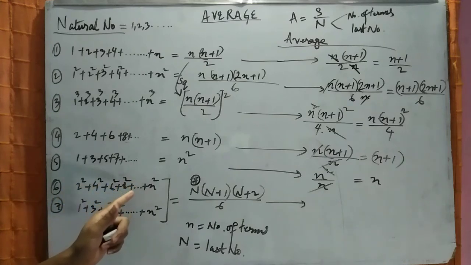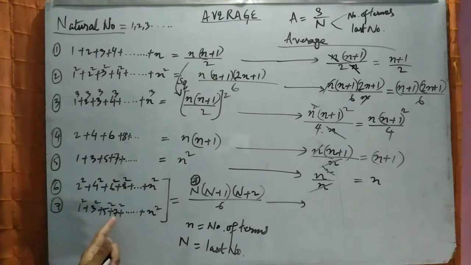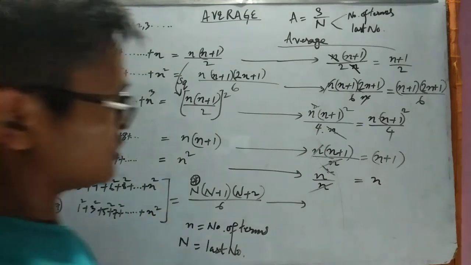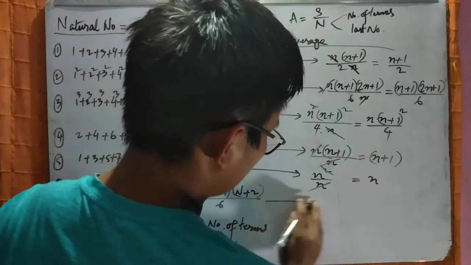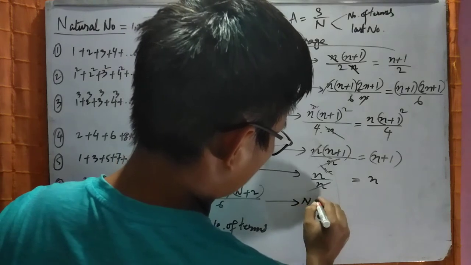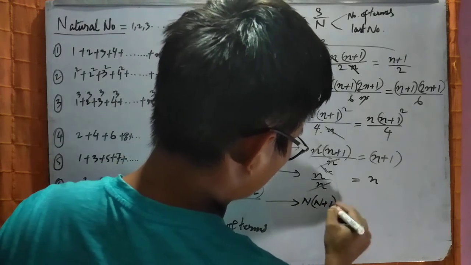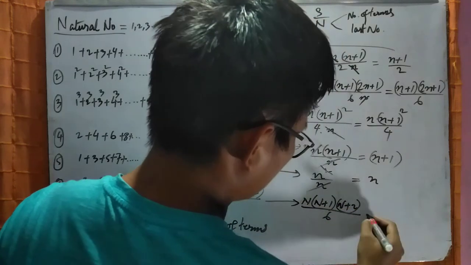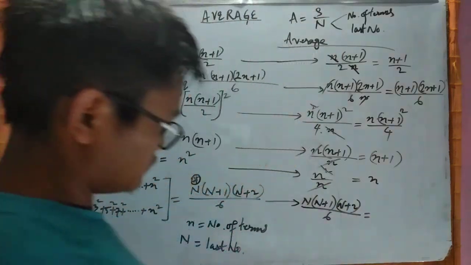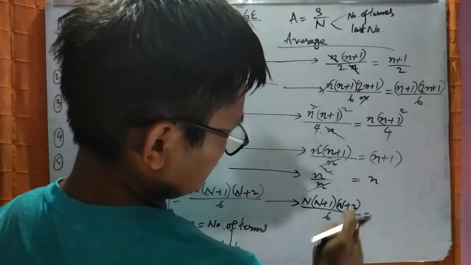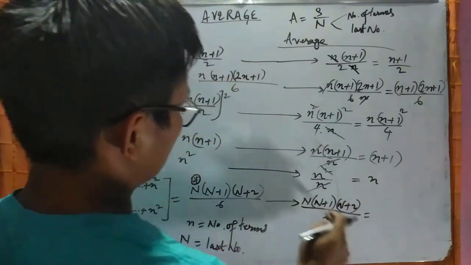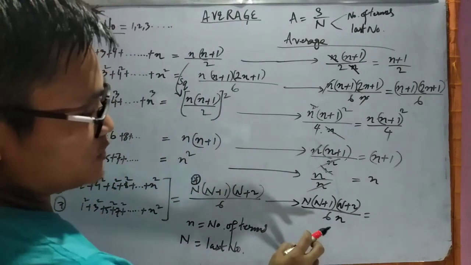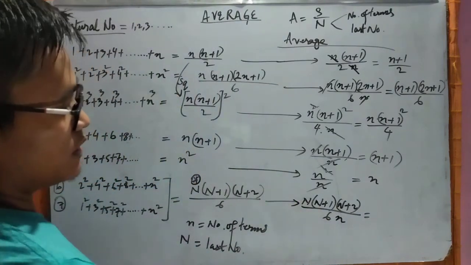The sum of squares of n even numbers, or of n odd numbers, has its own sum formula, n(n+1)(n+2)/6. The sum divided by the number of terms, small n, gives the average. Here the number of terms is n.